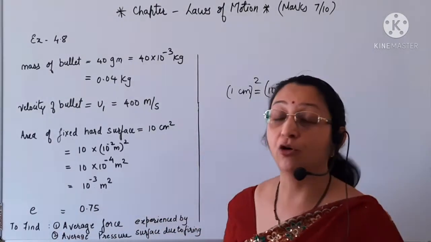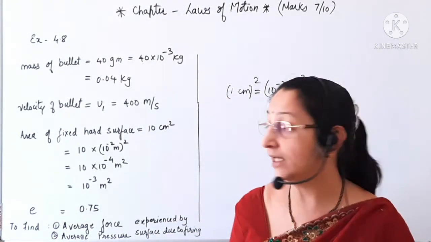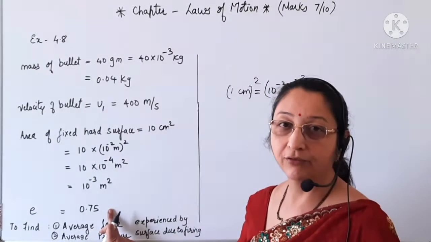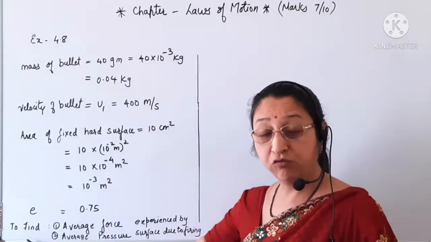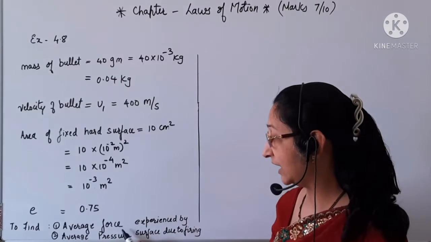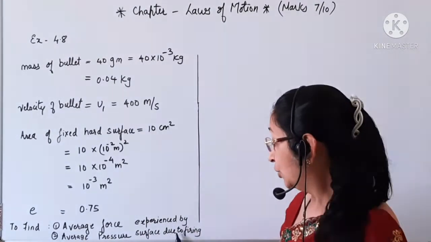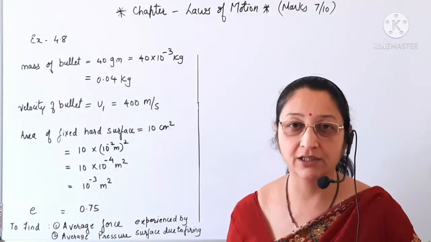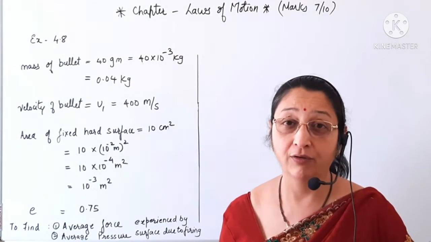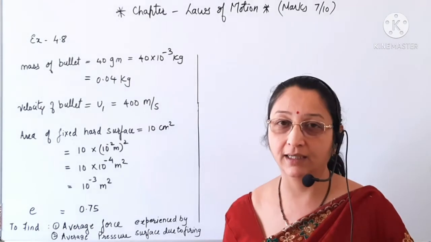Now this bullet is hitting the very hard surface. The coefficient of restitution is given as 0.75. They have asked us to find the average force and the average pressure experienced by the surface due to the firing of the bullet, where 5 bullets are fired in 1 second.